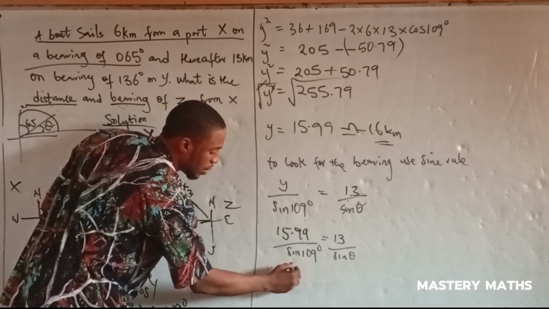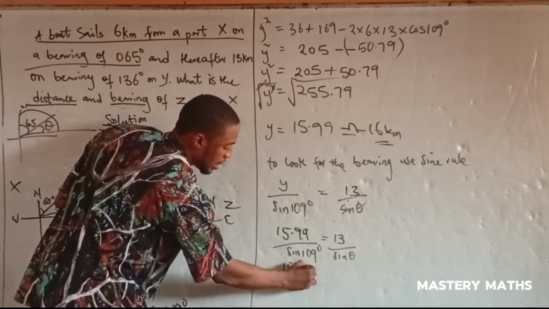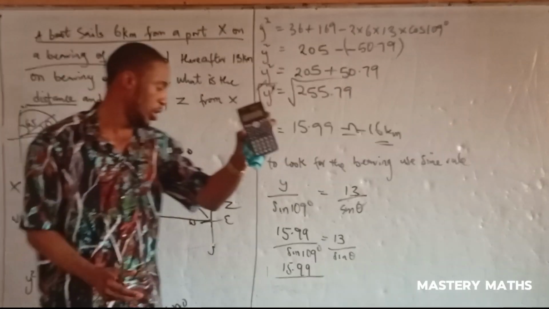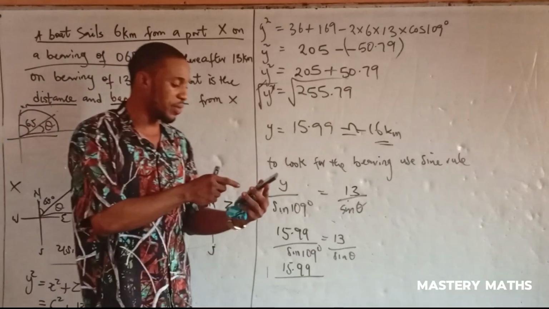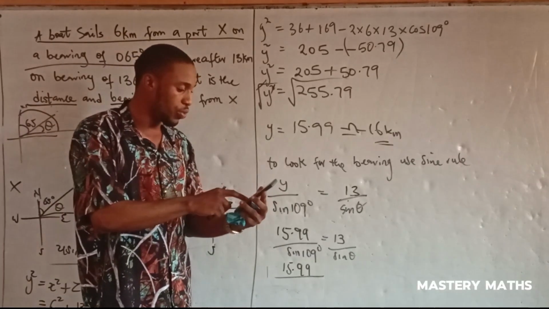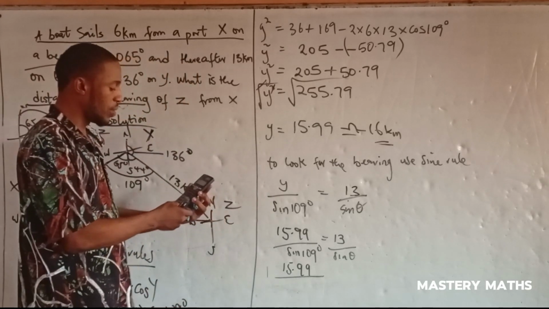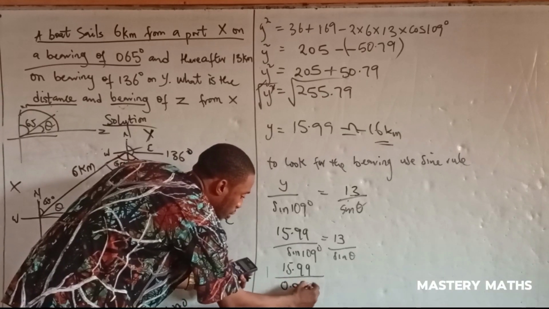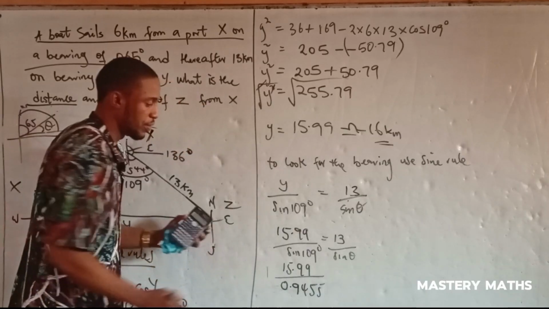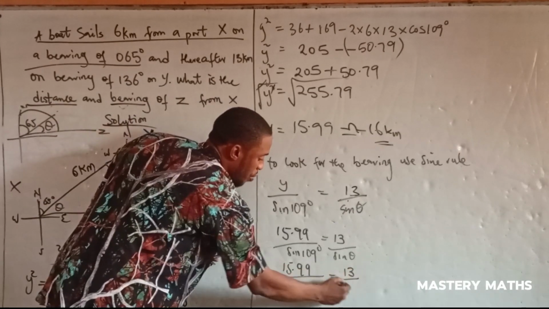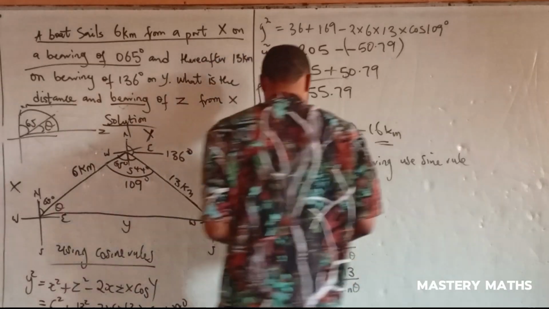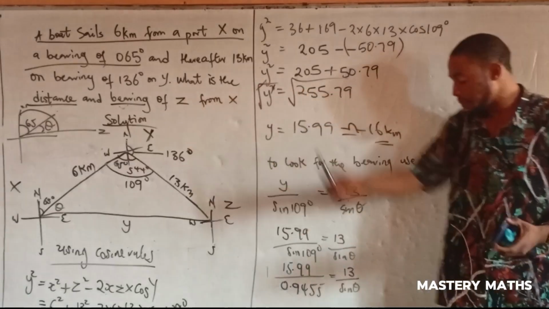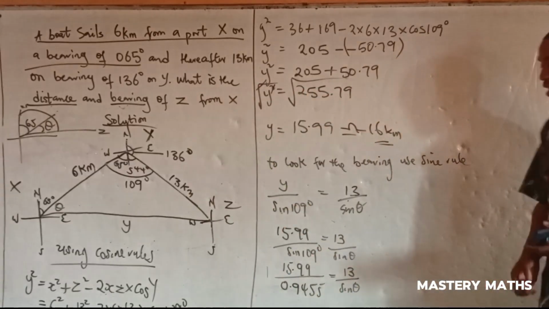You said 15.99 over, what is our sine? Using the same calculator, sine 109. What's the meaning of sine 109? Sine 109 gives us 0.9455. You see it? Equal to 13 over sine theta. Remember, our aim of doing this is for us to get our bearing. This will give us the bearing. Now, what should be the next thing?